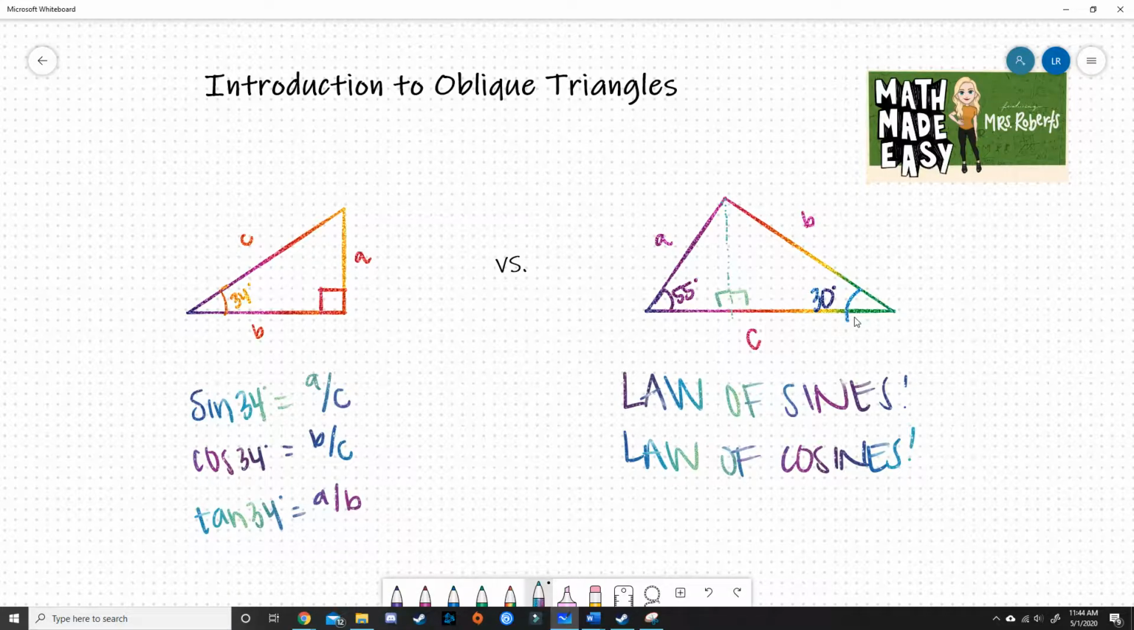I'm not sure if I'm going to derive them or if I'm going to show you the formulas and then work them out. But yeah, that's what we're in for.